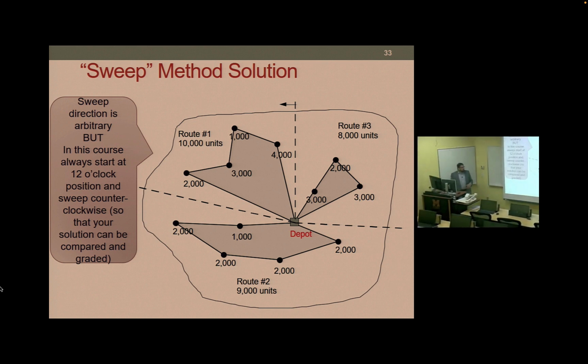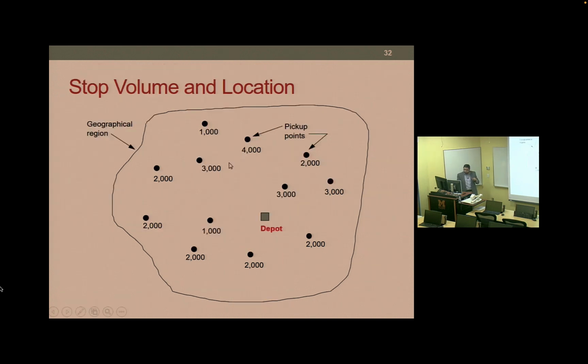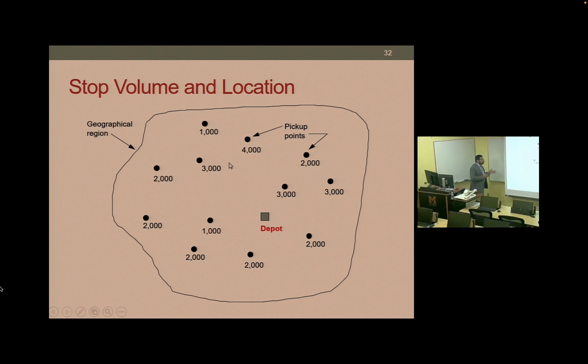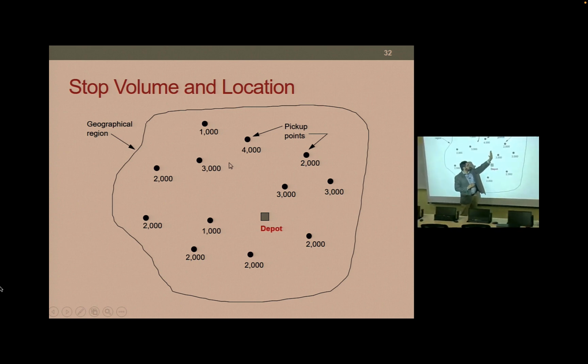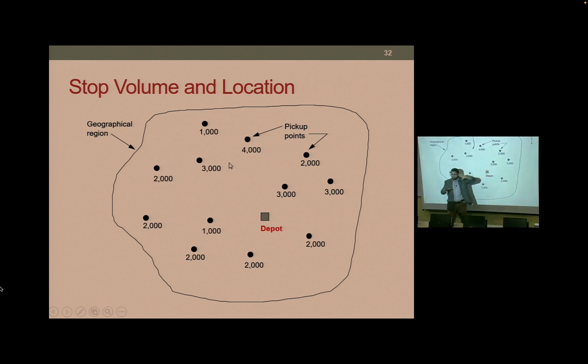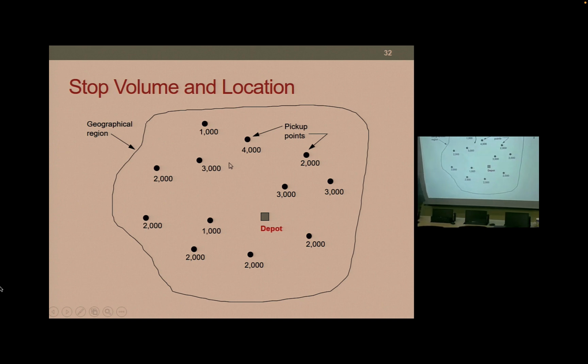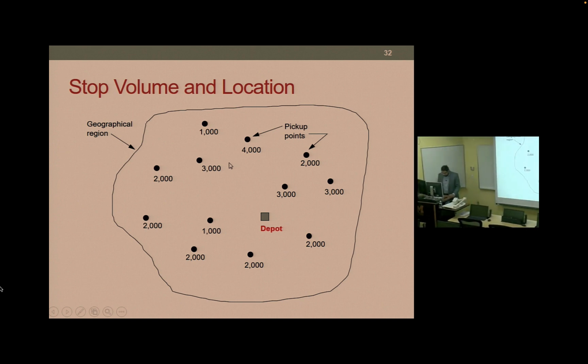So hopefully it's clear how we made these routes by starting at this line and sweeping. If it's not clear, just try to do it yourself and see if you come up with the same routes as this picture. So print this slide and try to do this. Usually it's best to do it with a ruler. So you want to take a ruler here and then turn the ruler counterclockwise and see which point you hit first. Without a ruler, it can be a little bit difficult sometimes.